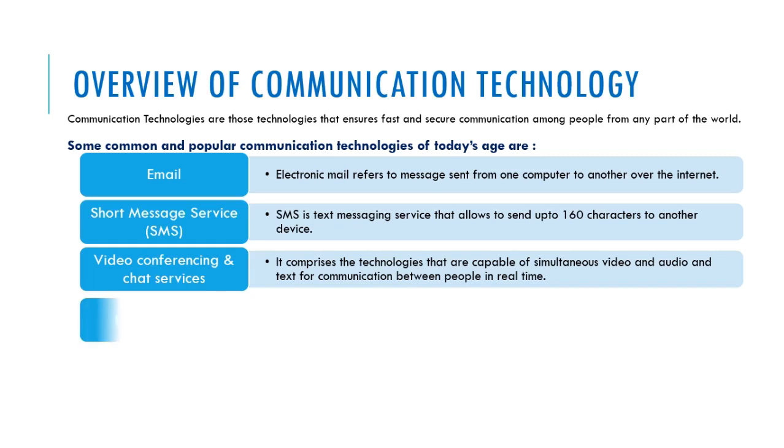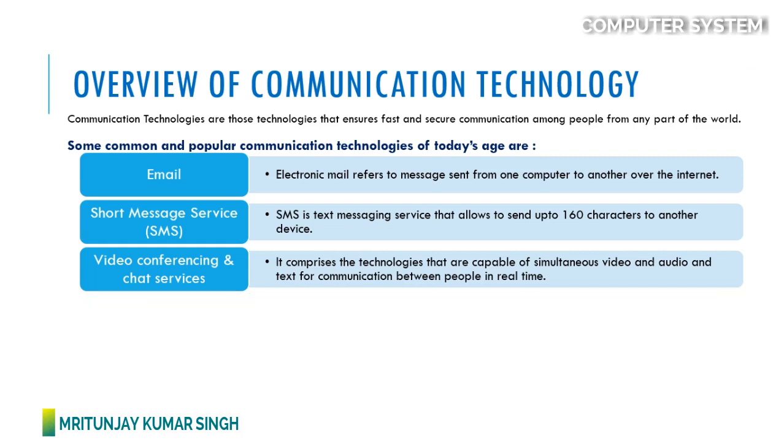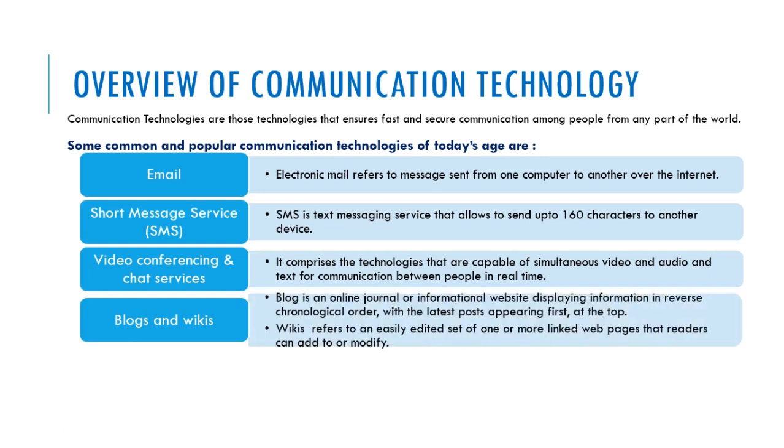Next is blog and wikis. A blog is an online journal or informational website displaying the information in reverse chronological order. That means the latest post appearing first at the top and the oldest at the bottom. So this order is called the reverse chronological order. Blogs also provide the facility to its reader to comment over the information.